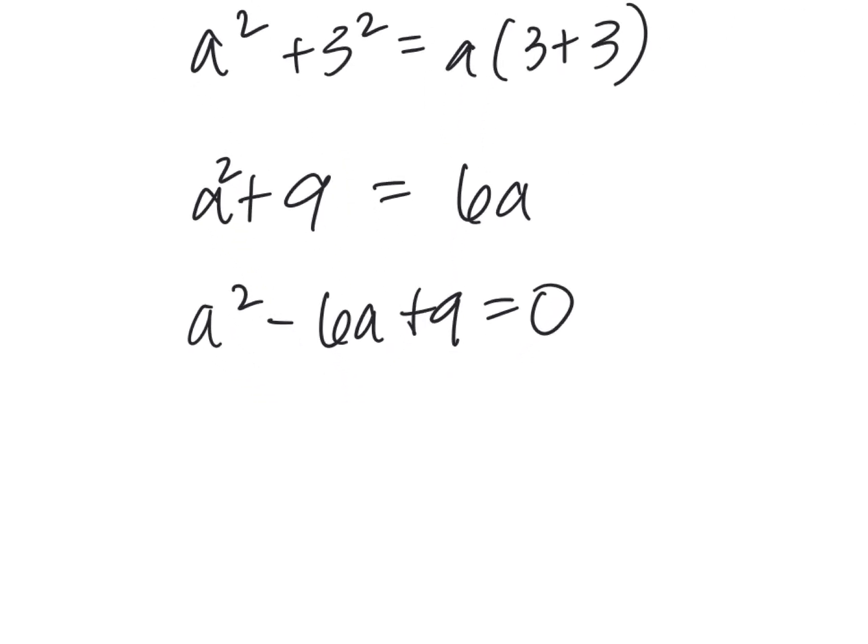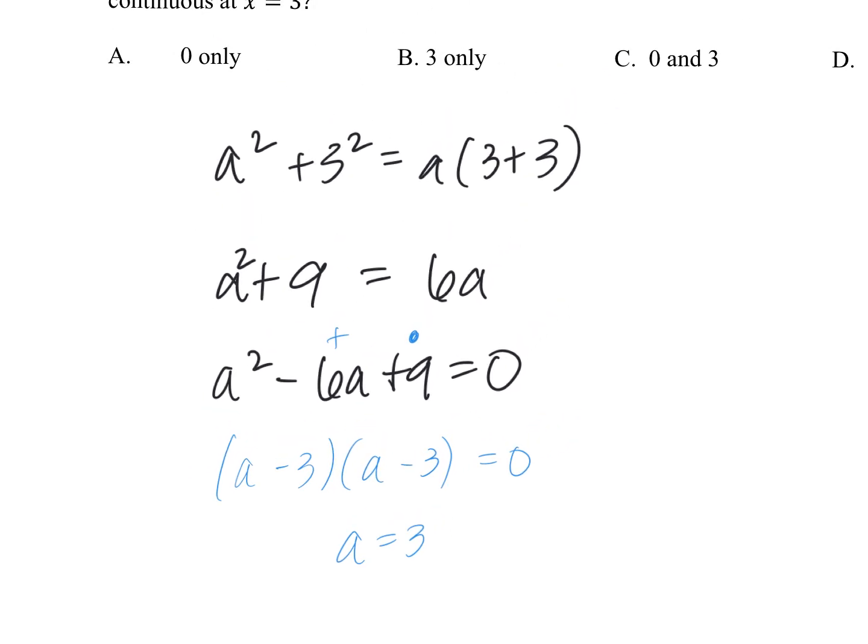We got to go factor that. What multiplies to be 9 and adds to be negative 6? Negative 3 and negative 3. So a minus 3 times a minus 3. Negative 3 times negative 3 is positive 9, and they add up to be negative 6. Well done. So what's my a value going to be? 3. That's going to make my function continuous.